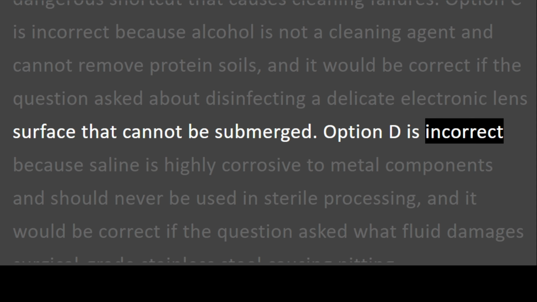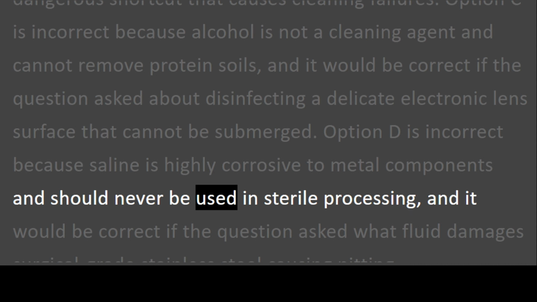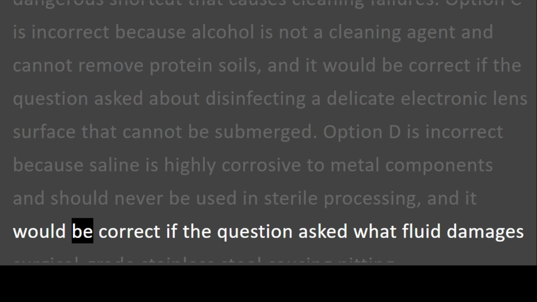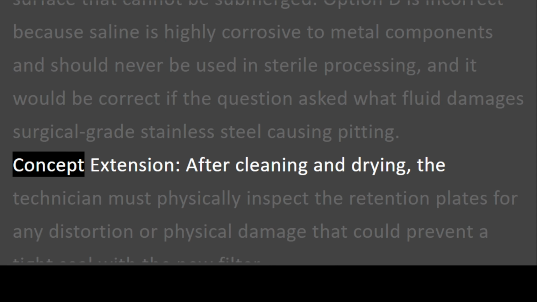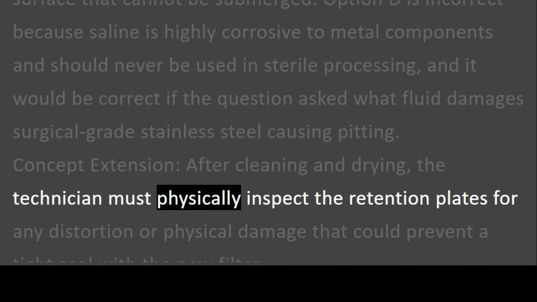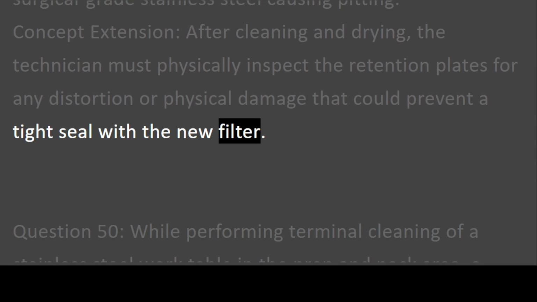Option D is incorrect because saline is highly corrosive to metal components and should never be used in sterile processing, and it would be correct if the question asked what fluid damages surgical-grade stainless steel causing pitting. Concept extension: after cleaning and drying, the technician must physically inspect the retention plates for any distortion or physical damage that could prevent a tight seal with the new filter.